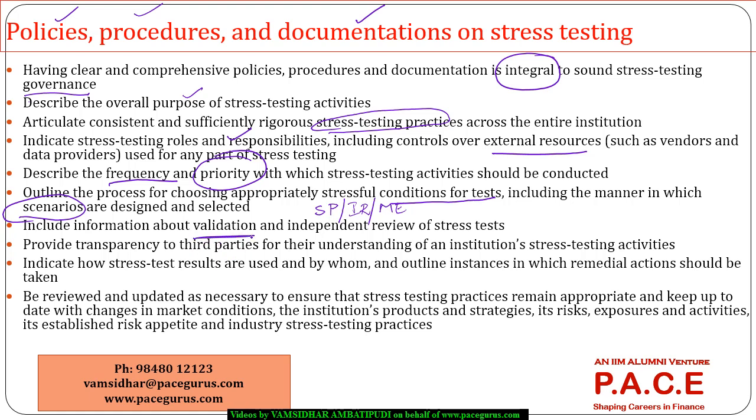How is the validation of each of these tests performed, and who is going to review these tests? What is the process relating to the independent review? There should be a lot of transparency to third parties in terms of understanding the stress testing activities conducted within the organization. Then the focus is on the results. Who is going to use the stress testing results, and how are the results going to be used? What are the actions that can follow the stress testing and understanding of the results? All these things are going to come out.